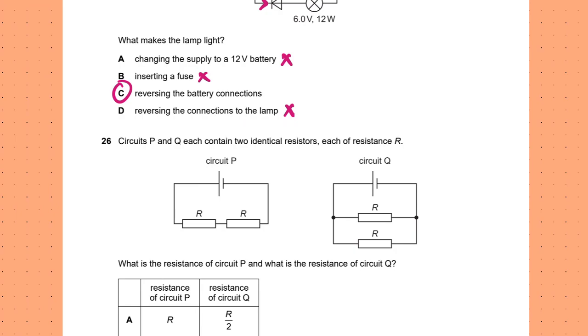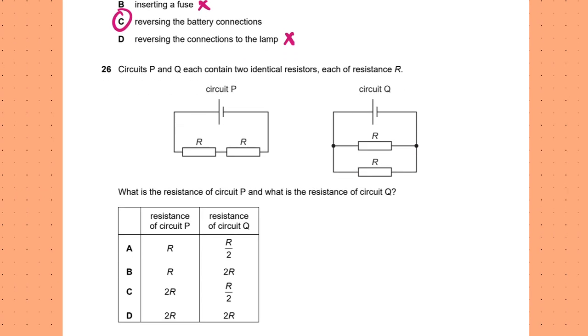26. Circuits P and Q each contain two identical resistors, each of resistance R. What is the resistance of P and the resistance of Q? Again, you have two identical resistors in series, so the resistance is going to be 2R, and because you have two in parallel, the idea is it's going to be R by 2, right? Because as many identical resistors you have in parallel, the resistance is divided by the number of resistors. If I had 4 resistors in parallel, that would be R by 4.